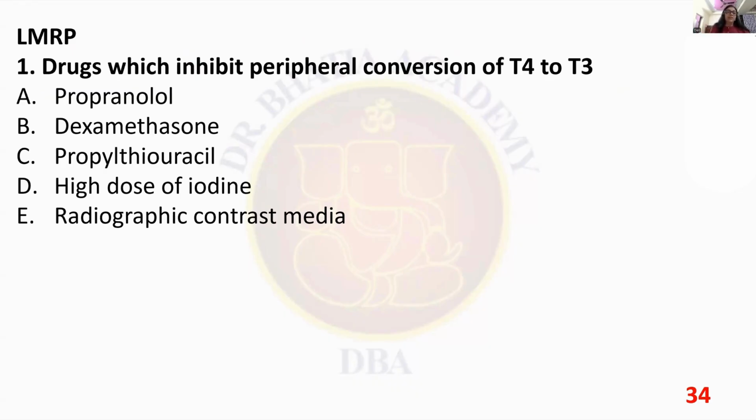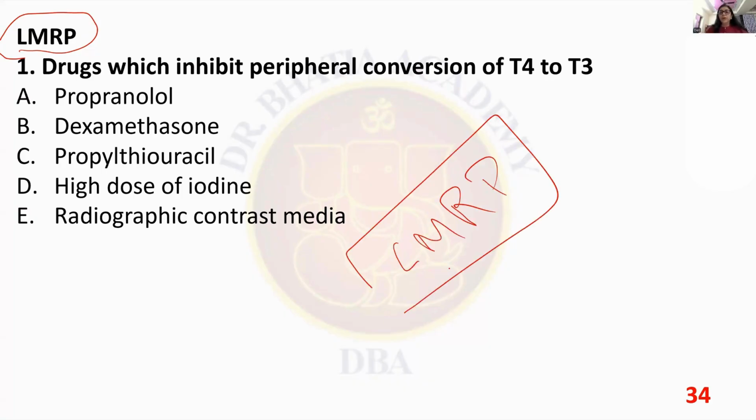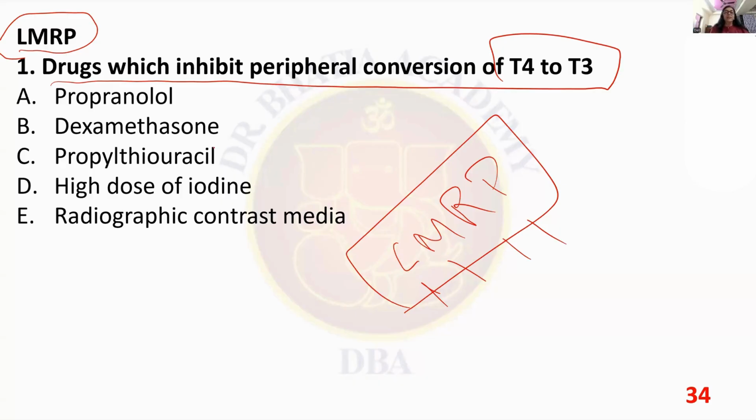Coming to our LMRPs. LMRPs we just know are the USP of DBA. So we will talk about the last minute revision points. What did we do? Drugs which inhibit the peripheral conversions. Which were they? PTU, propylthiouracil, dexamethasone, iodine, and the contrast dye.